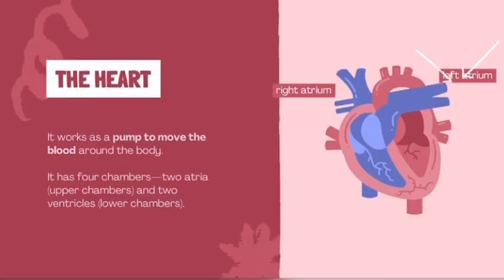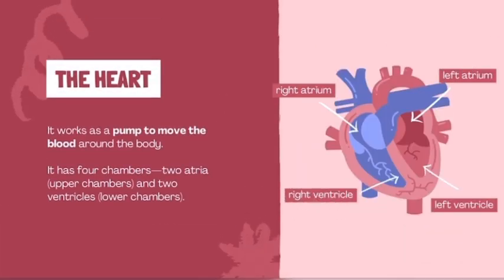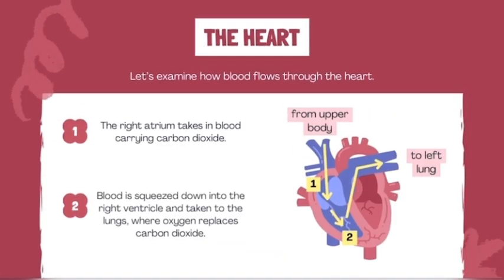The heart. It works as a pump to move the blood around the body. It has 4 chambers: 2 atria, upper chambers, and 2 ventricles, lower chambers. Let's examine how blood flows through the heart.